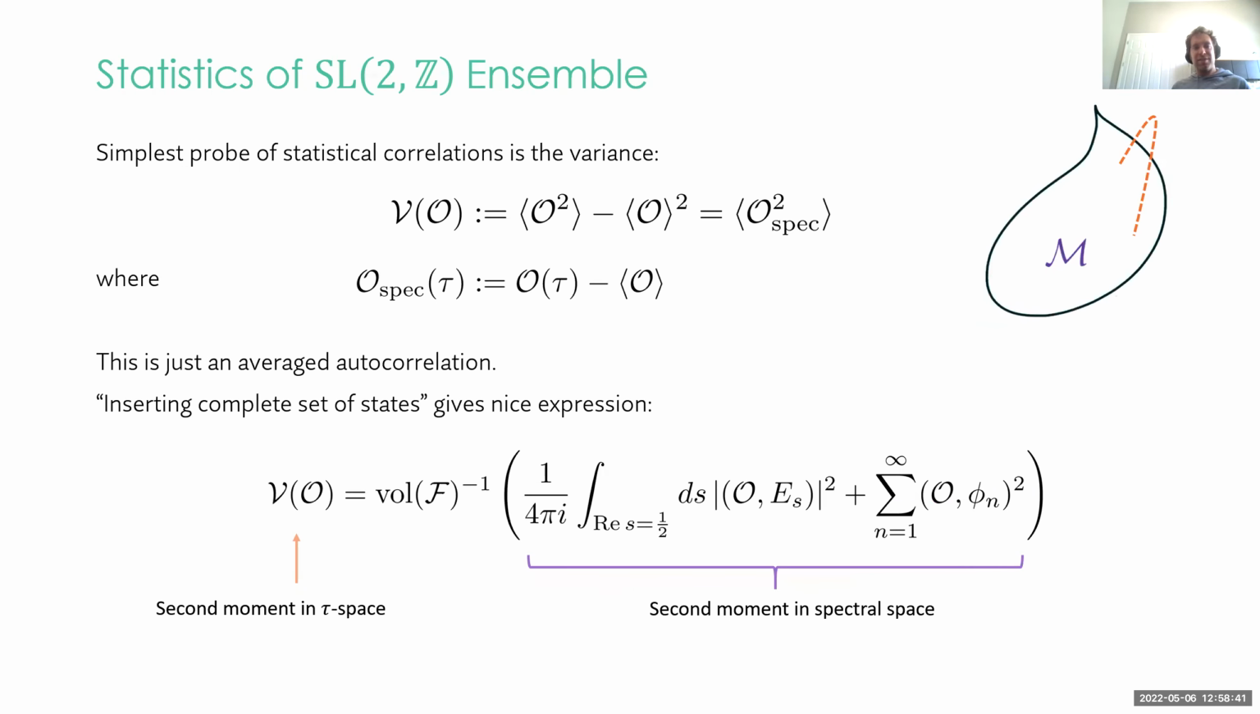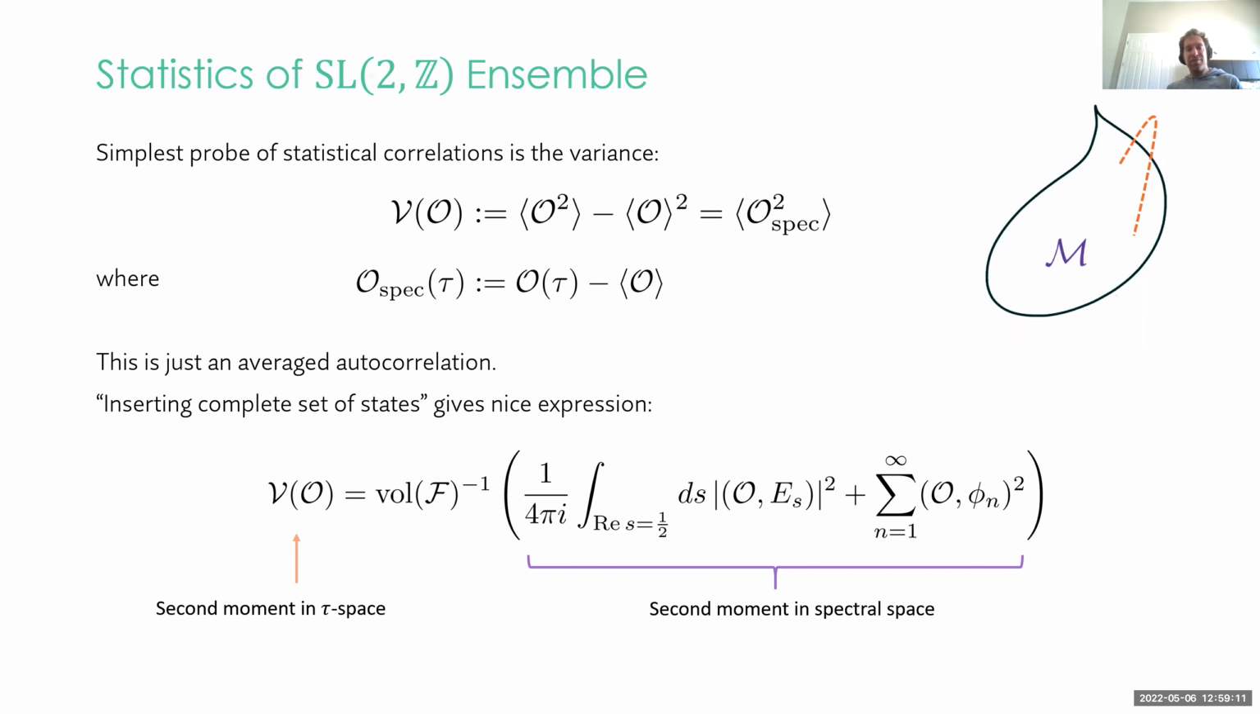So let's look at the simplest probe of statistical correlations, which is the variance. Let's take an observable O, square it, take the SL2Z average, and then subtract its average squared. This, of course, is just a 2-point function of O minus its average. And we want to spectrally decompose this. So we're doubling the theory, studying this quantity, and viewing this as the average of a 2-point function of O with itself. There's a nice way to write this in spectral language.